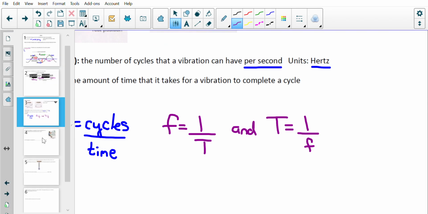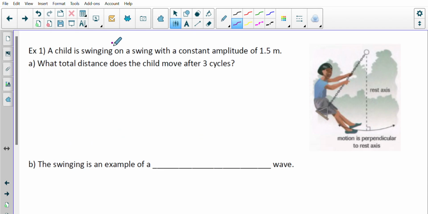All right, so here we go, an example of a pendulum, or a child swinging. A child is swinging on a swing with a constant amplitude of 1.5 meters. What is the total distance that the child moves after 3 cycles? So 3 cycles would be considered starting left, going back to the right, and then swinging all the way back. That would be 1 cycle for this kid, where your starting position is the same as your end position.